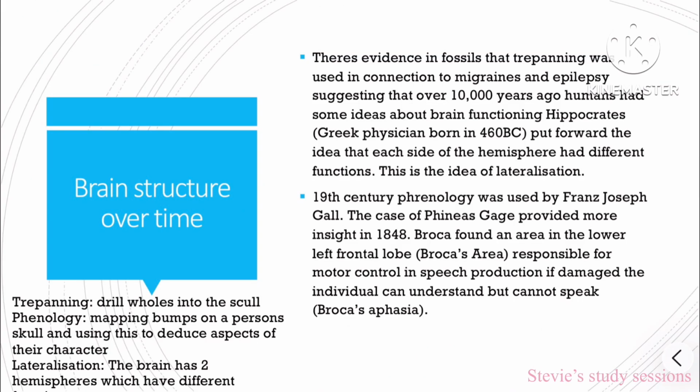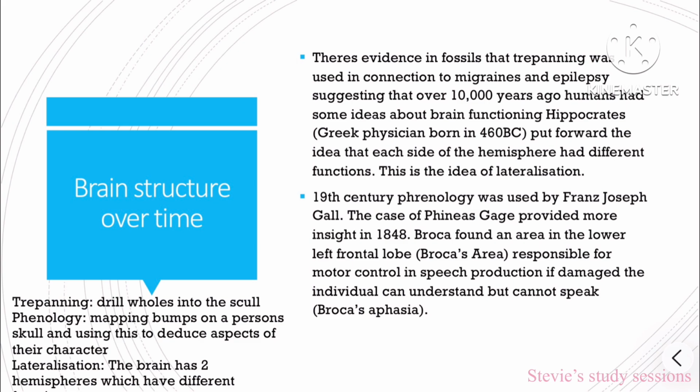Some key words you may need to know. Trepanning is to drill holes into the skull. Phrenology, mapping bumps on a person's skull and using this to deduce aspects of their character. Lateralization, the brain has two hemispheres which differentiate.